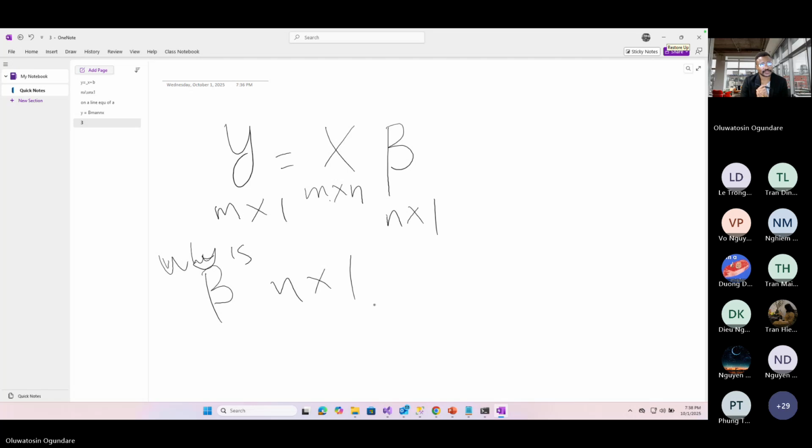No one? Dong, please. I think the reason is if we want to result with the matrix m by 1. That's correct, but this is just a vector algebra reason. Why is beta n by 1 for a practical reason? Because n represents the number of features. So we are finding the coefficients for each feature.